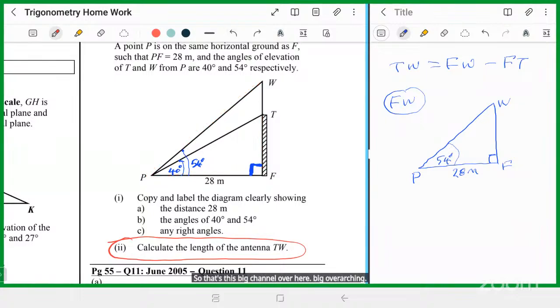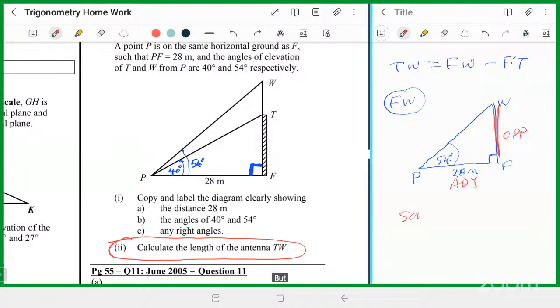That's a right angle triangle. What we're trying to find is this length over here. This length is the opposite. And this length that we know is the adjacent. So we use tan.